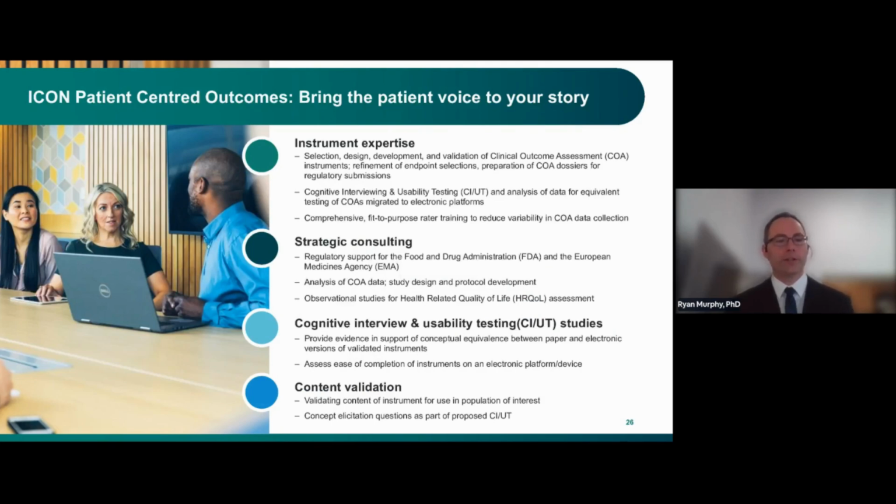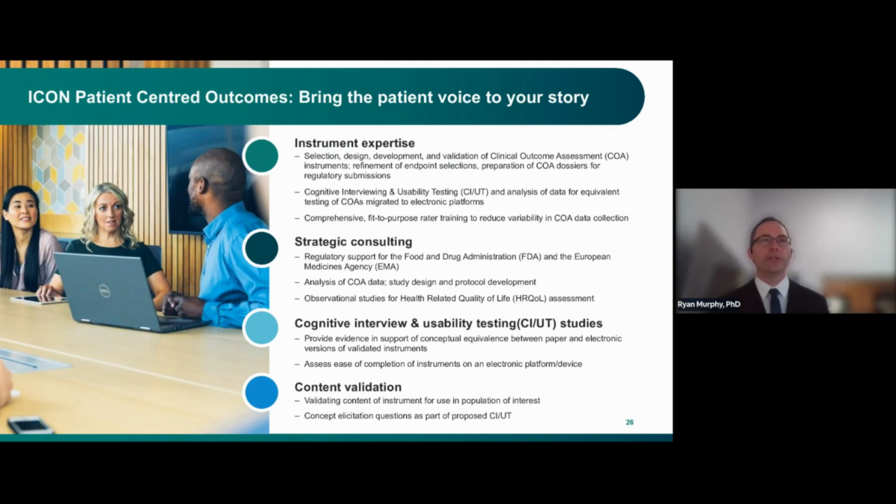Ultimately, ICON does have ways of dealing with this. My colleagues and I in the patient-centered outcomes group are here to help with navigating through this COA maze. So we offer a variety of expert partnerships that are designed to help bring the patient voice to your study and the story that you are ultimately telling.